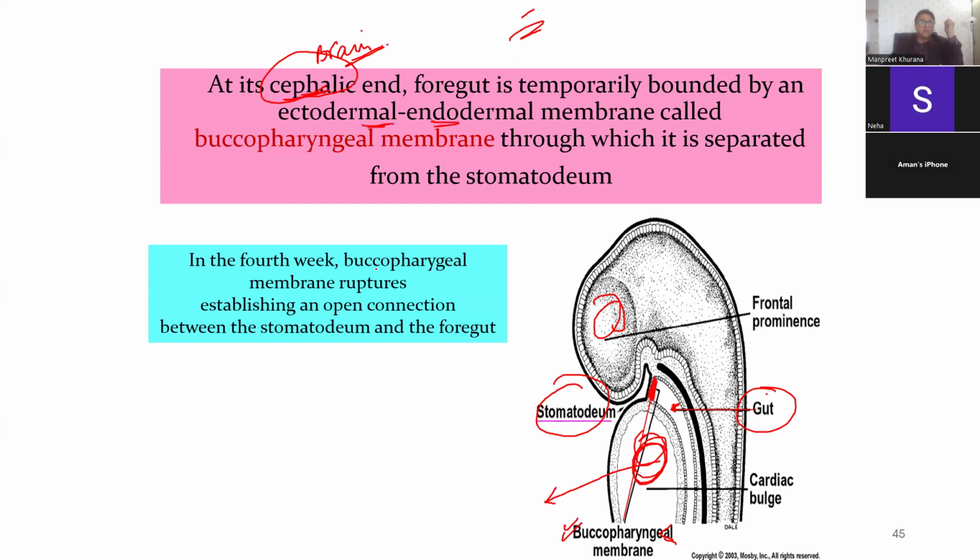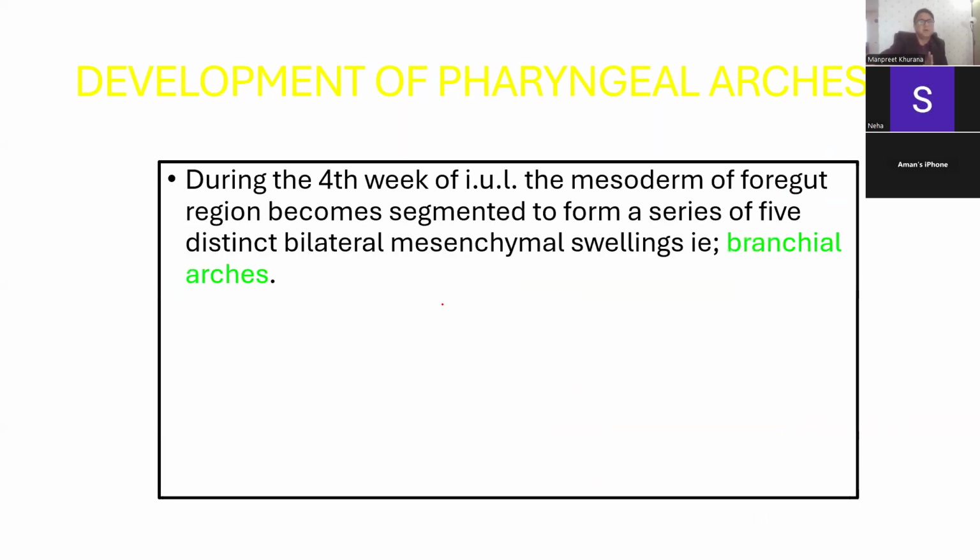Okay, so in the fourth week, what happens? The buccopharyngeal membrane ruptures, establishing an open connection between the stomatodeum and the foregut. So this is very important. When this happens in the fourth week, the buccopharyngeal membrane ruptures and there is a continuation of the oral cavity and the foregut. So whatever we eat, it goes inside the stomach.